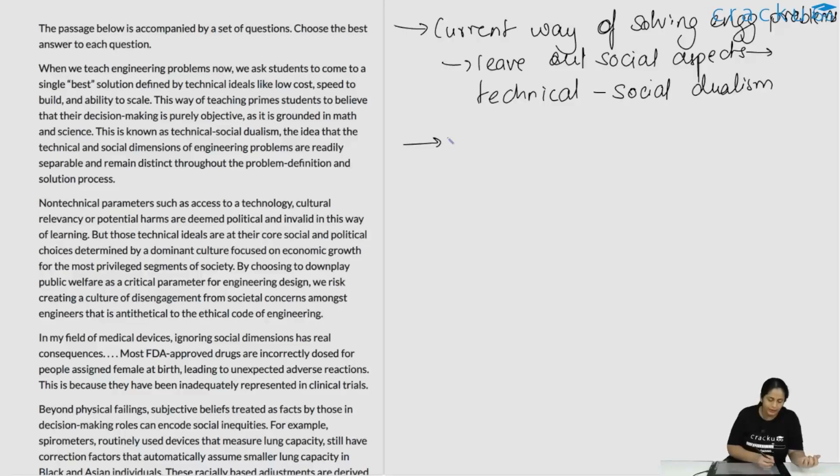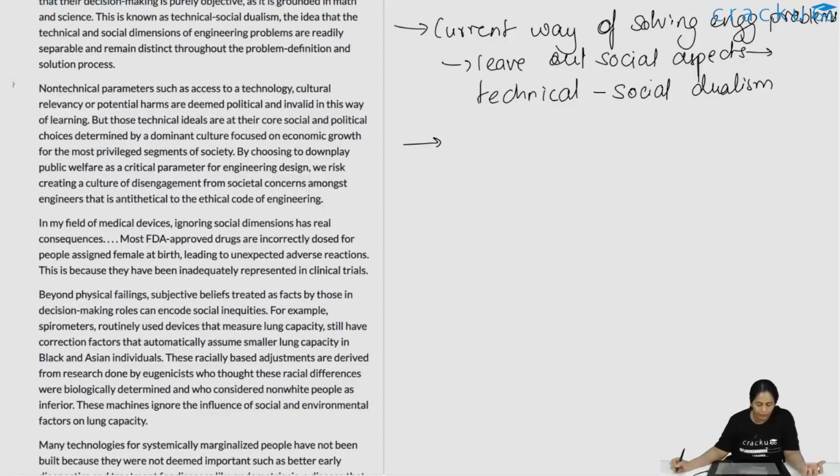Now let's take a look at the next paragraph. Non-technical parameters such as access to a technology, cultural relevancy or potential harms are deemed political and invalid in this way of learning. But those technical ideals are at their core social and political choices determined by a dominant culture focused on economic growth for the most privileged segments of society. By choosing to downplay public welfare as a critical parameter for engineering design, we risk creating a culture of disengagement from societal concerns amongst engineers that is antithetical to the ethical code of engineering.